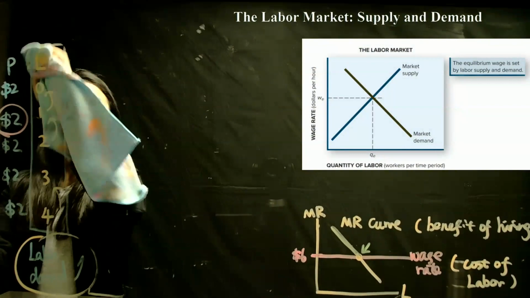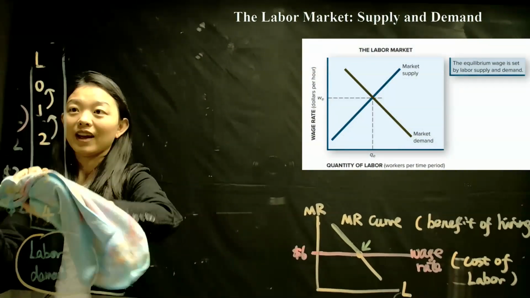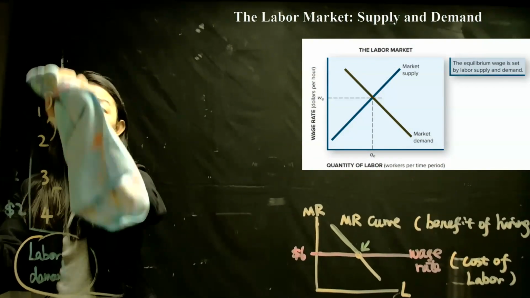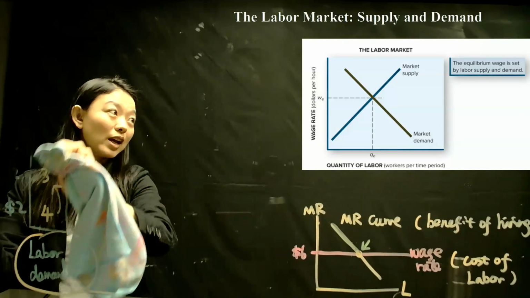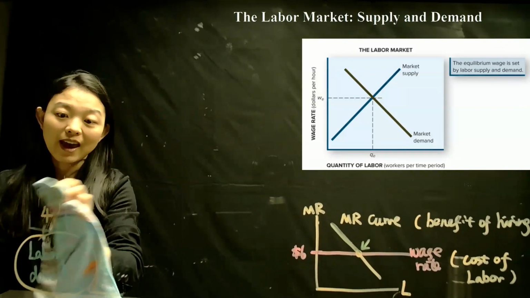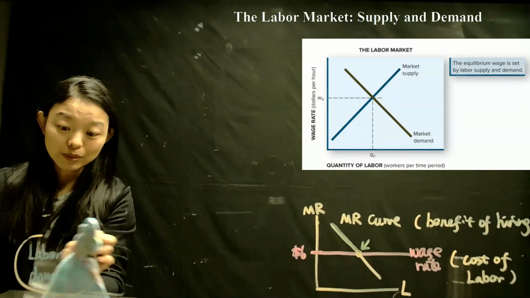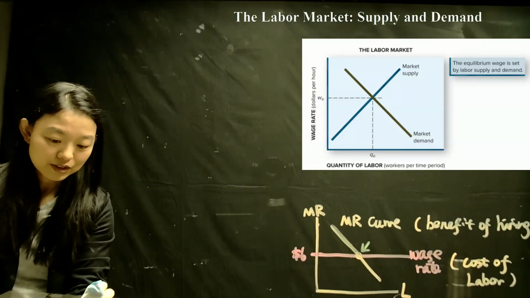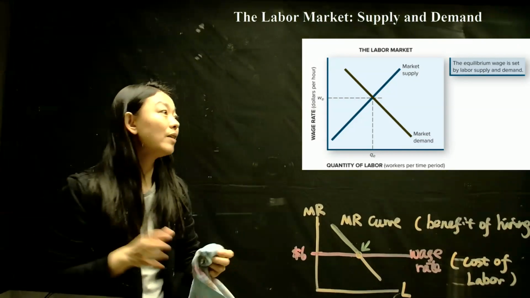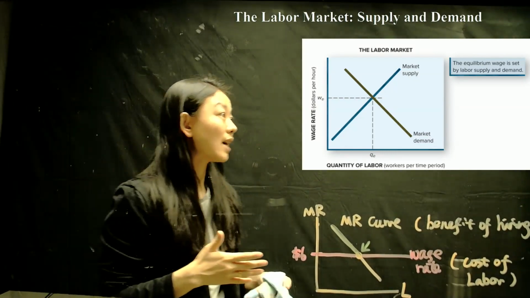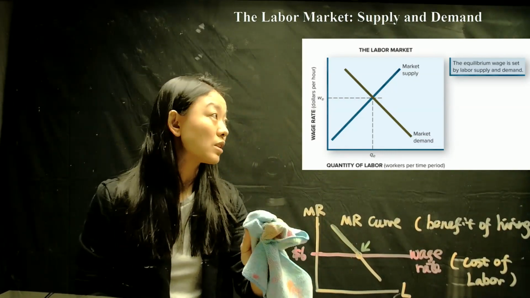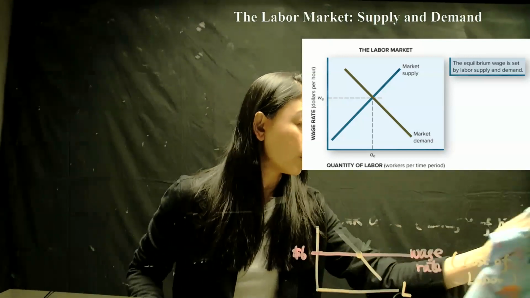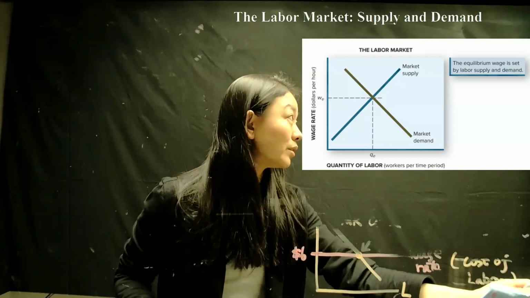So let's see when demand and supply meet in the labor market. In one graph, they will finally intersect at one point, and that point will determine the equilibrium of the labor market. You can see in this graph, demand and supply intersect at that point, and that point will determine the equilibrium wages and equilibrium quantity of the labor.